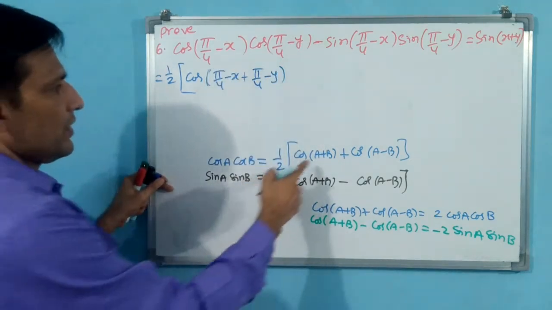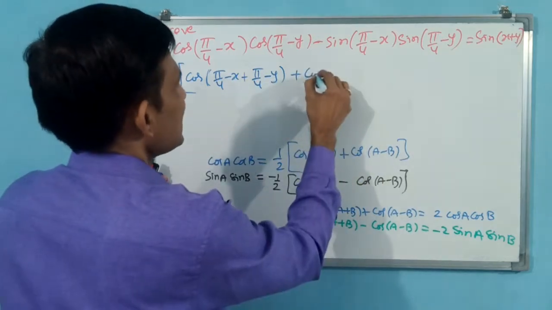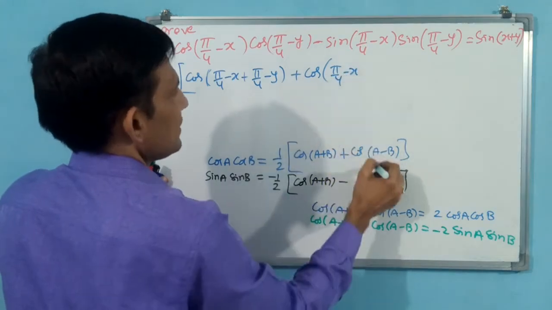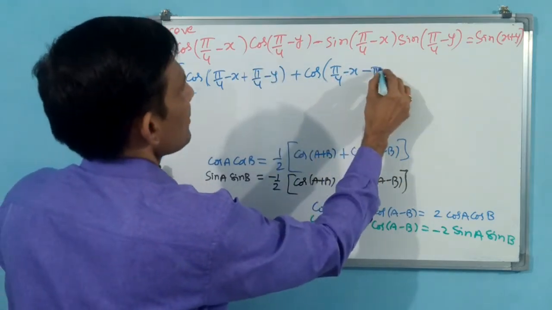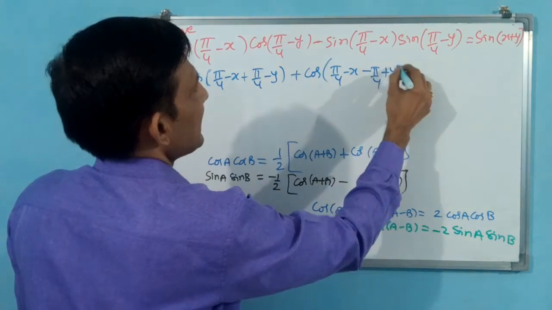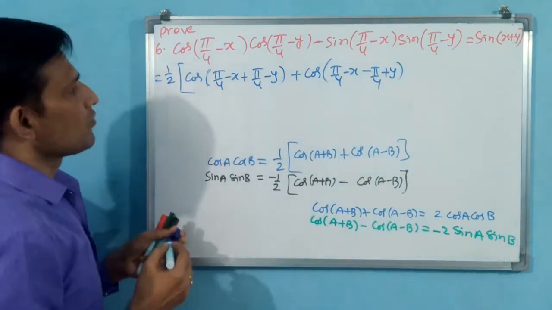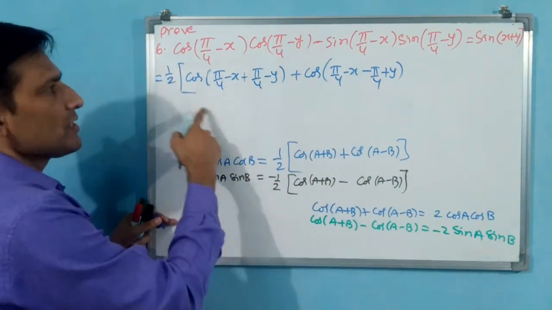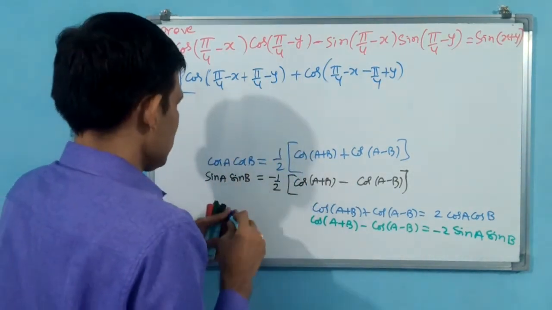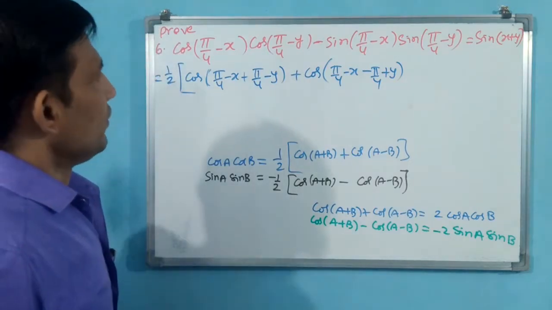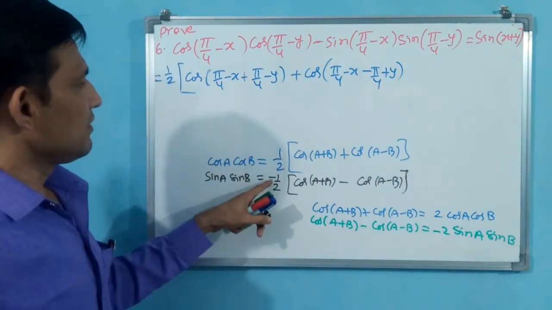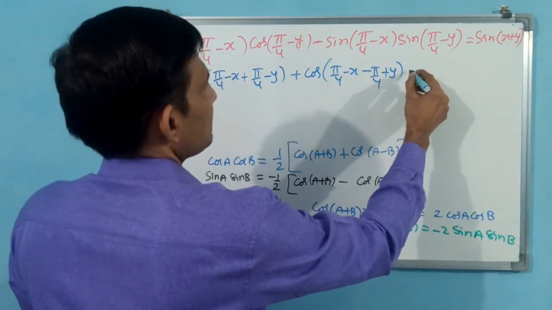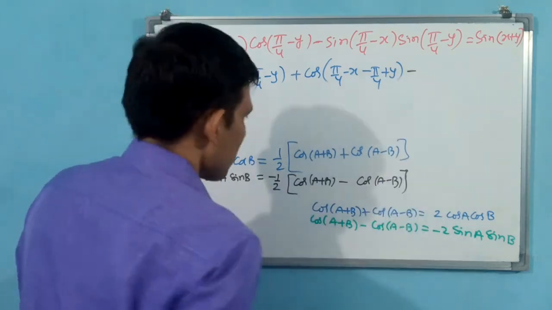Okay, cos of a plus b plus cos of a minus b. A minus b means again pi by 4 minus x minus of pi by 4 minus y, that is plus y. Okay, like that you have to write. This is over 1 by 2. See, again 1 by 2 is there. Common only you can take. What I am going to write, you see, this minus is there, but 1 by 2 already there, minus is there, minus I am going to give.